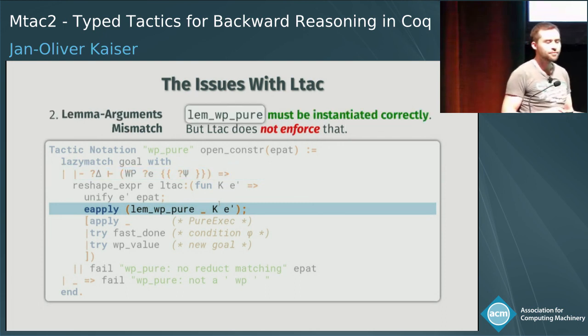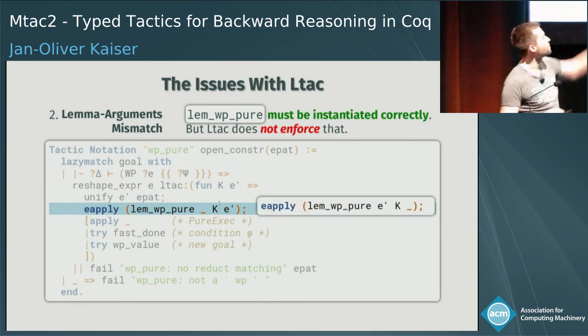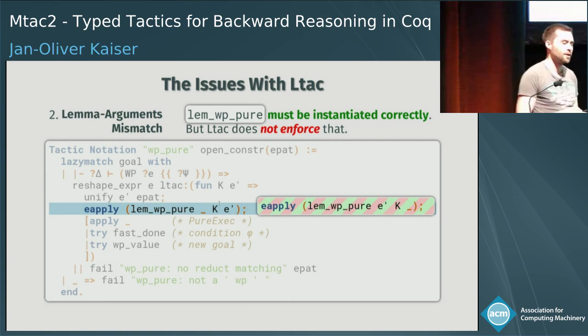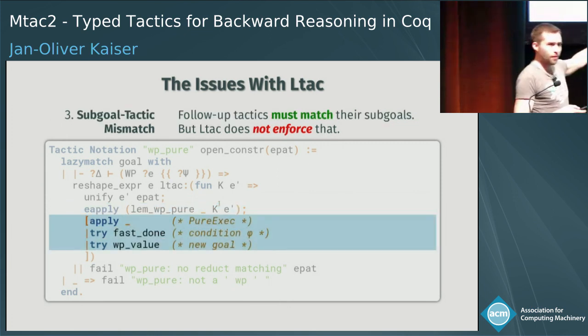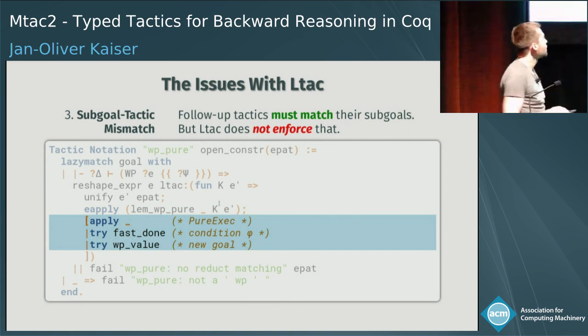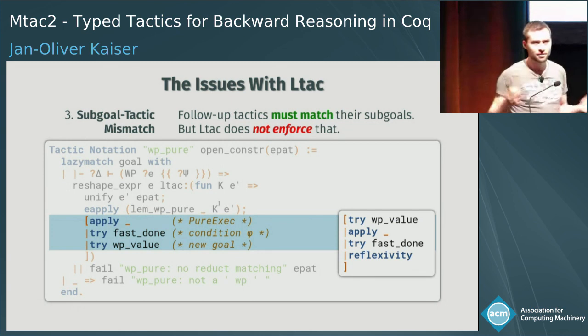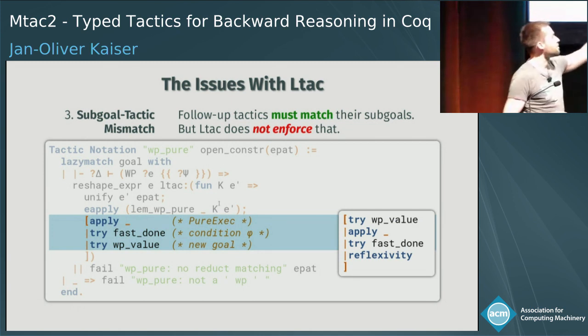And similarly, even if we apply the correct lemma, we may still get the arguments wrong. For example, here I've mixed the order of the arguments up a bit. And again, Ltac will happily accept that and then later complain at runtime that we've messed this up. And similarly, all these follow-up tactics that we assign to the various subgoals from applying the lemma should match the types of these hypotheses, right? And again, Ltac does nothing to help us here. If we write different tactics or mess up the order, Ltac will accept this and only complain at runtime.